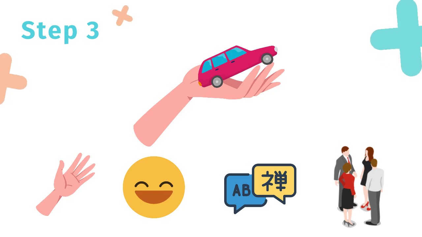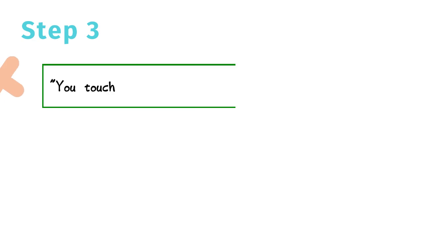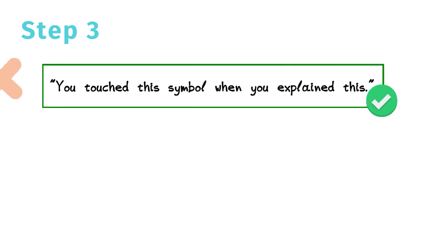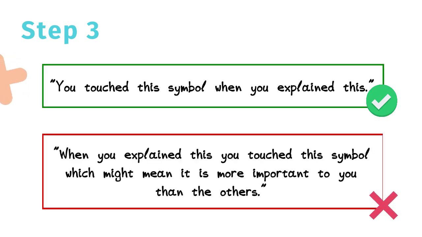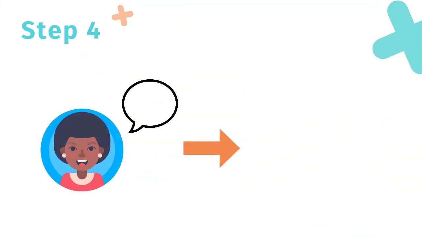This step should only include pure observations, for example, "You touched this symbol when you explained this," and should not include interpretations, for example, "When you explain this, you touch this symbol, which might mean it is more important to you than the others." After the perceptions are shared, the practitioner moves on to the interpretation.